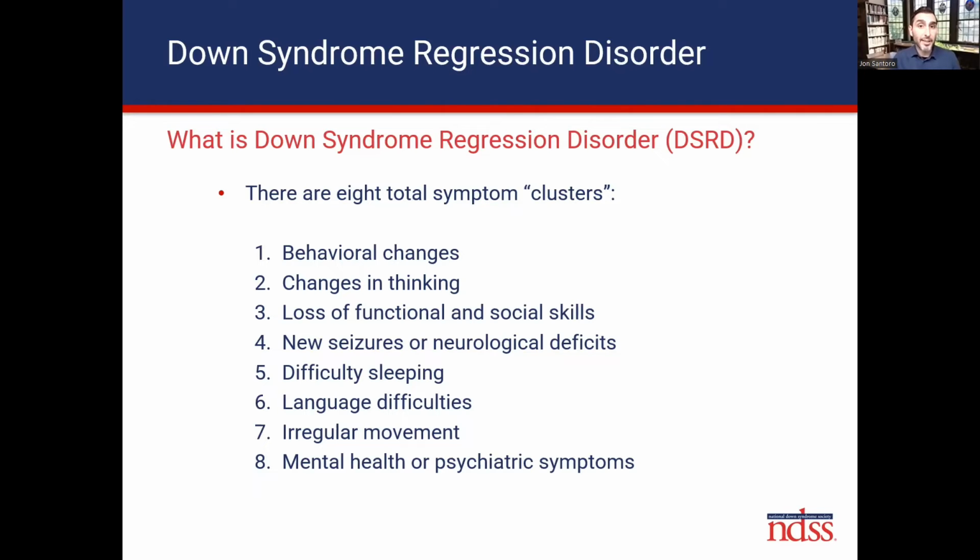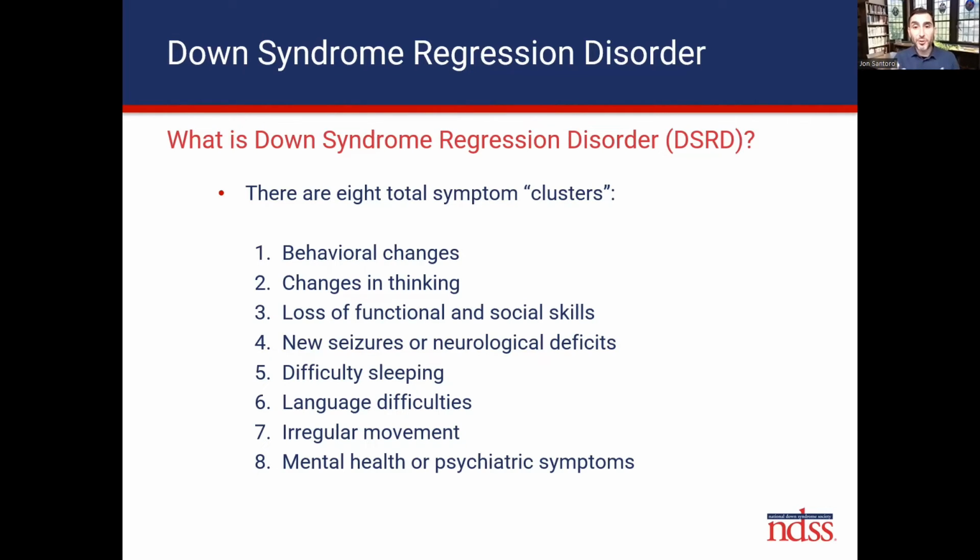This is based on the diagnostic criteria, and I'll go through a little bit more on this, but we often see behavioral changes. This can be anything from a loss of activities of daily living, or inability to do things like toilet oneself, eat oneself independently, or do things like catch the bus, which they were able to do before. Changes in thinking. This can be a confusion or a disorientation. A loss of functional or social skills. Often we hear that it seems like the individual suddenly has the symptoms of autism, even though they had not had that diagnosis or exhibited those symptoms before.